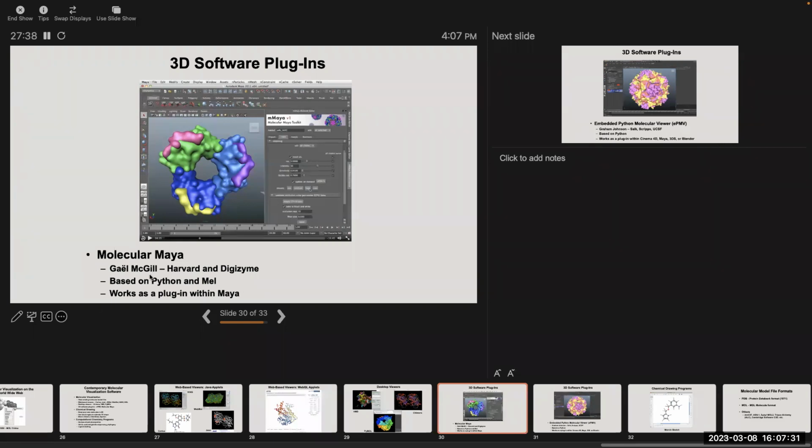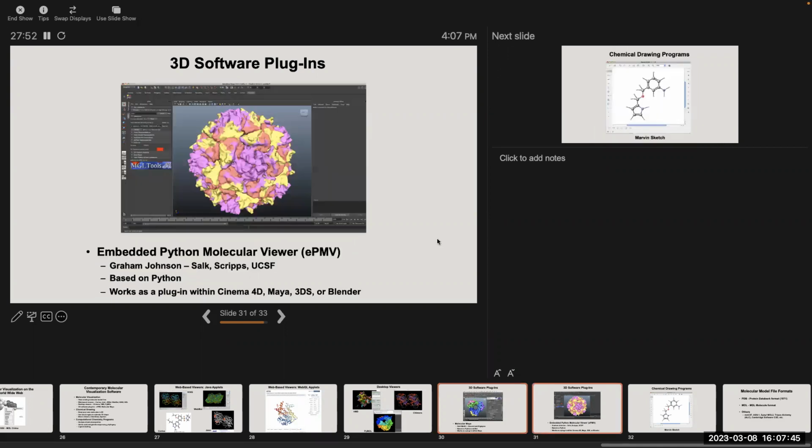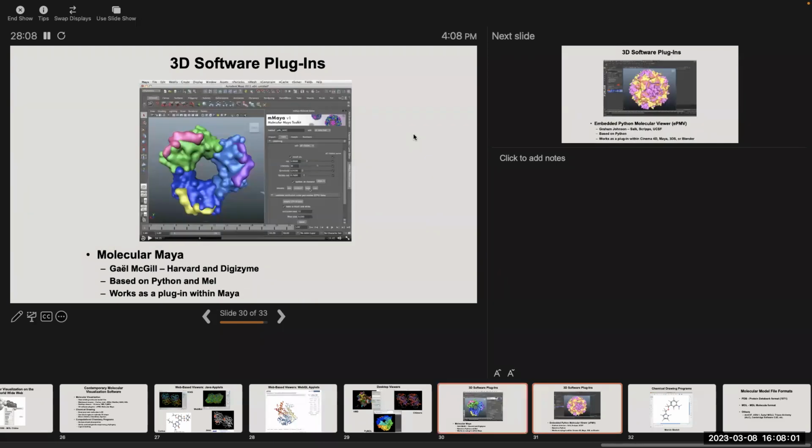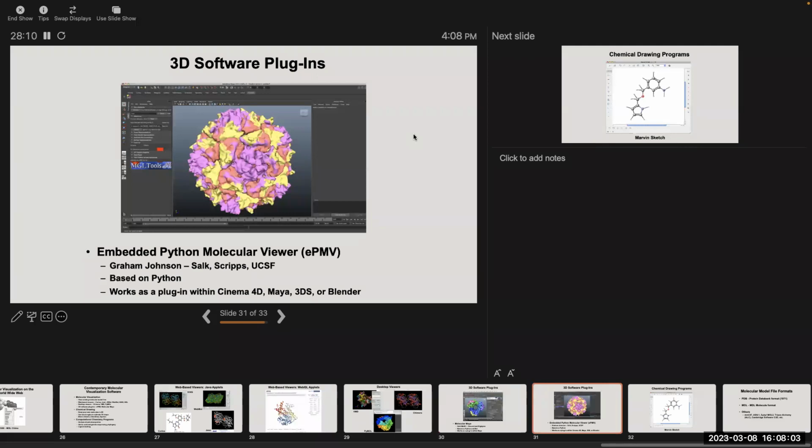Gail is the guy that wrote this. He's a researcher in molecular biology at Harvard, but he also runs a company on the side called Digizyme, which does a lot of molecular graphics stuff. And this is EPMV, the Embedded Python Molecular Viewer, written by Graham Johnson, who is a medical illustrator I know from the AMI meetings. So I'll get on his case. I'll get on Gail's case too. I know both of them.